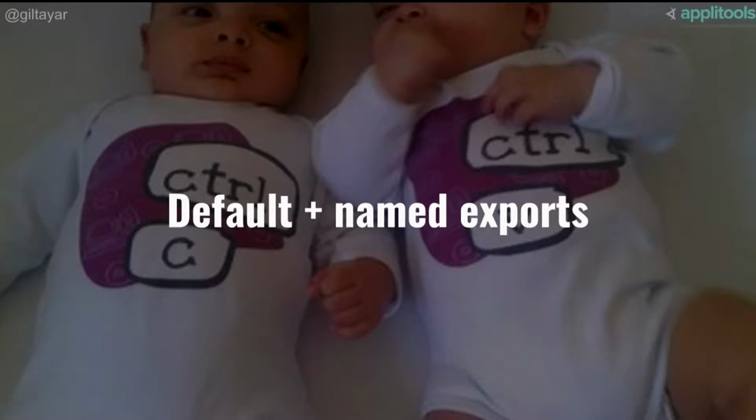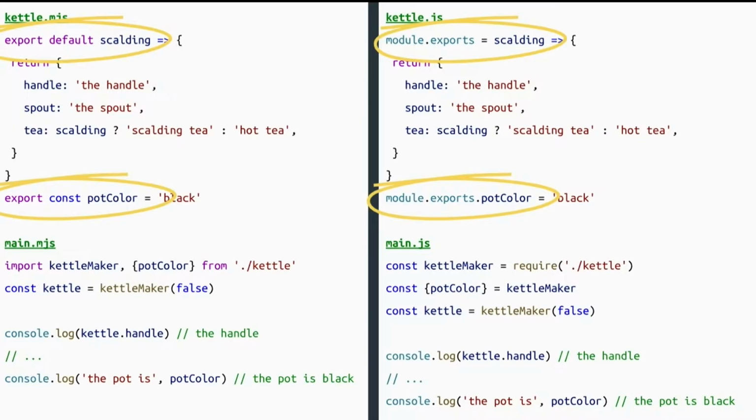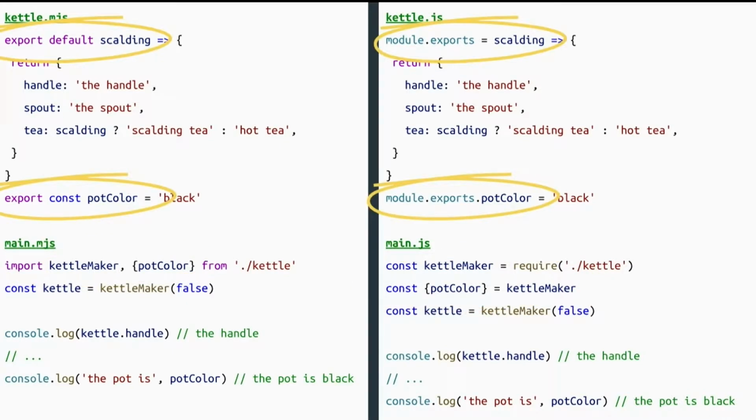What if we want default and named exports? We have that in Node, in CJS, but it's really, really awkward. But in MJS, you just export default and export a variable or export a named function, and boom, you have default and named exports. And how do you import them? Without the curly braces and with the curly braces. Very easy. Makes sense. In CJS, it's awkward.